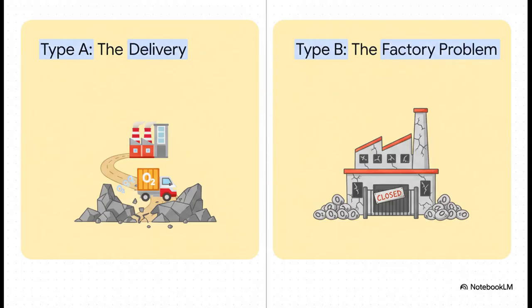Look at this slide. Seriously, this is the entire mental model you need. Just burn this into your brain. Type A is a delivery problem. The oxygen just isn't getting to the tissues. Maybe the roads are blocked. Type B is a factory problem. The oxygen delivery truck shows up, but the factory, the cell's mitochondria, is broken and can't use the supplies. Delivery versus factory. If you can master this one distinction, you are already halfway home.